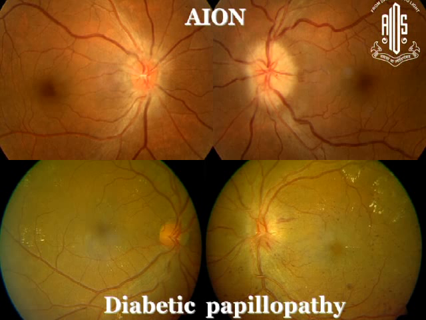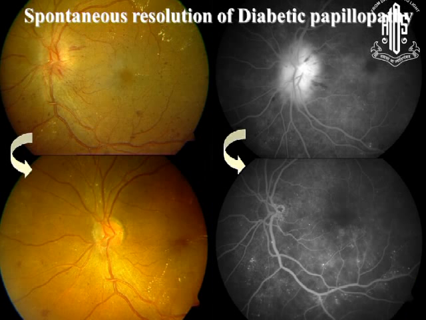So this is AION on top. You can see on the left, the right eye is a crowded disc, a typical crowded disc, and on the left eye, the edematous AION disc. A close differential is diabetic papillopathy, which can look very similar. Diabetic papillopathy, interestingly, can resolve spontaneously. It has a good natural history, and with just good control of diabetes, this patient's suffused edematous disc resolved, and you can see that on the angiogram also.